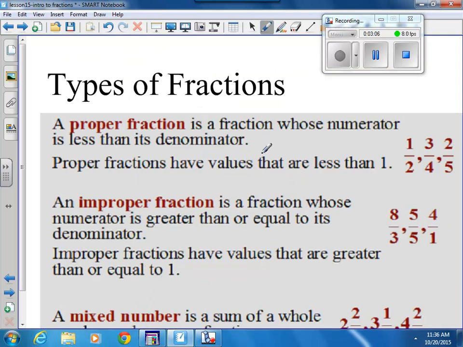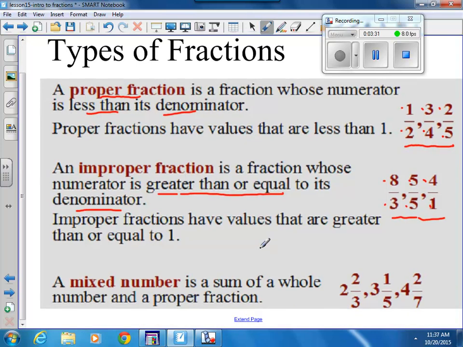Okay, types of fractions, like we said a moment ago. A proper fraction is when your numerator is less than your denominator. So 1 is less than 2, 3 is less than 4, 2 is less than 5. These are all proper fractions. An improper fraction has a numerator that's greater than or equal to its denominator. So 8's bigger than 3, 5 is equal to 5, and 4 is bigger than 1. So these are examples of improper fractions.